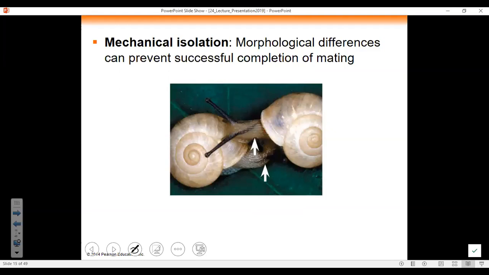In some situations, it could be literally a shape difference that prevents successful completion of mating. If an organism is born with a sexual organ that is not in appropriate size or does not fit in a manner that would allow for mating to occur, then eventually this could lead to a separation of species because those two individuals are not going to be able to mate.